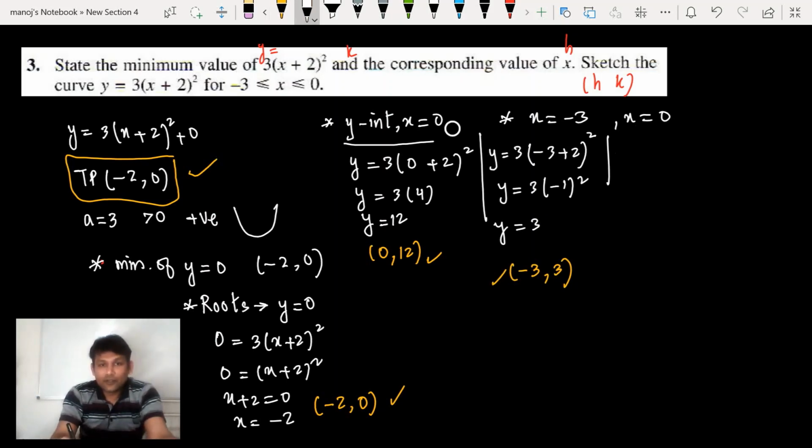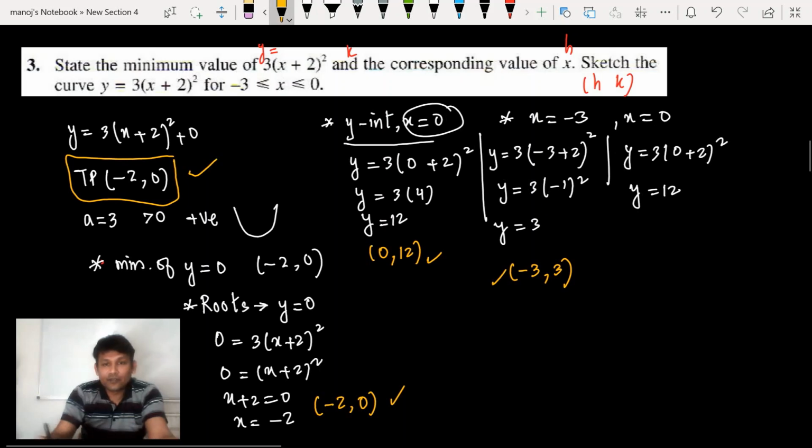Moving to this x is 0. When x is 0, you will have the same situation here. We have already done this. When x is 0, the y will be 12. So we have the same coordinate again, 0 comma 12. Both are the same.